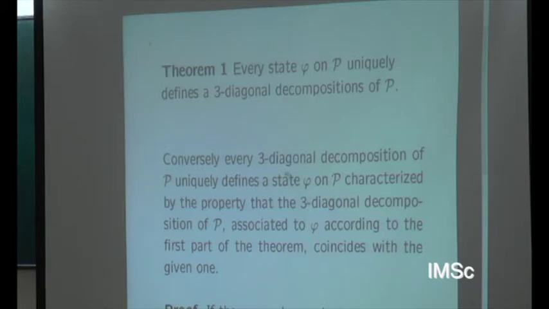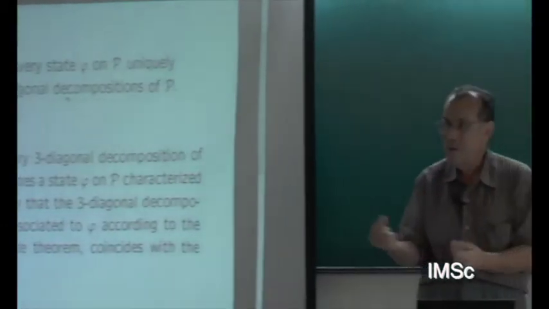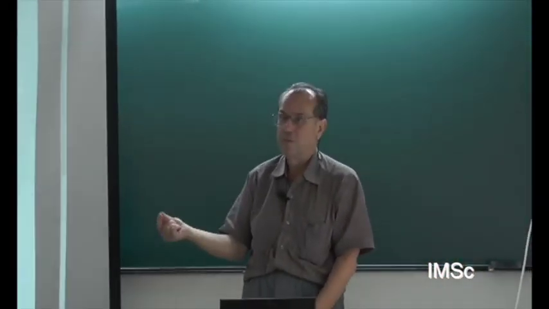I have a three-diagonal decomposition, conversely, and I define a state. Having defined the state, I can now apply the construction of the first part of the theorem and produce the three-diagonal decomposition of this state. The theorem is that the two coincide. Okay? In this sense, we have established a one-to-one correspondence. To give a state is the same as giving a three-diagonal decomposition.